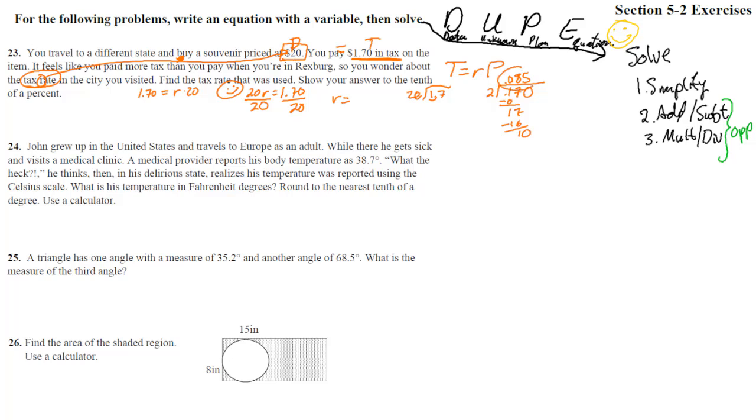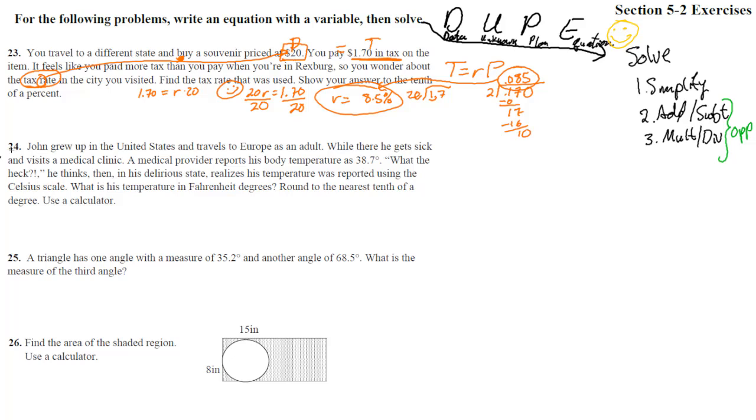So that's 0.085. That is what R is, but when we turn it into a percentage, we move it 2 places, so it is 8.5%. Yes, that is more than Idaho. Idaho usually is 6%. So we have an 8.5% tax rate in this new state.